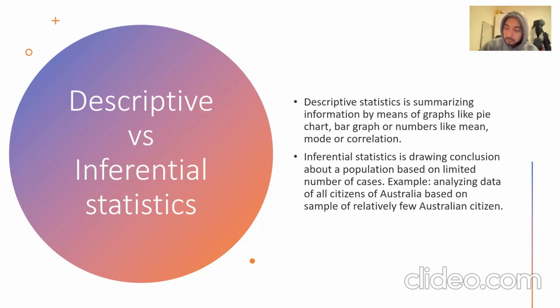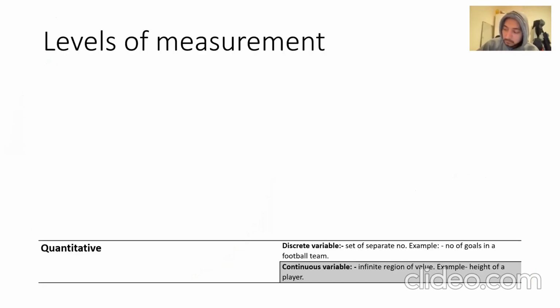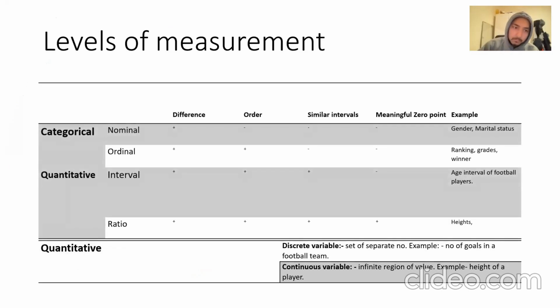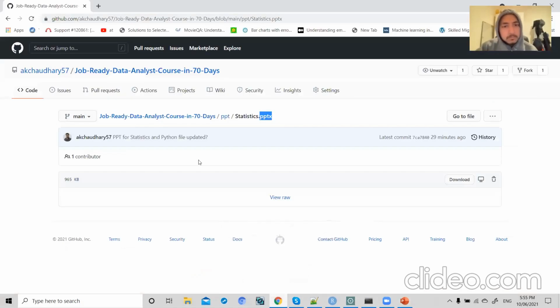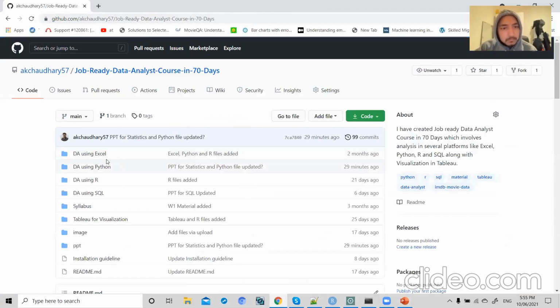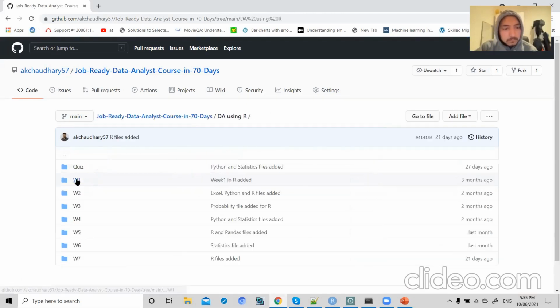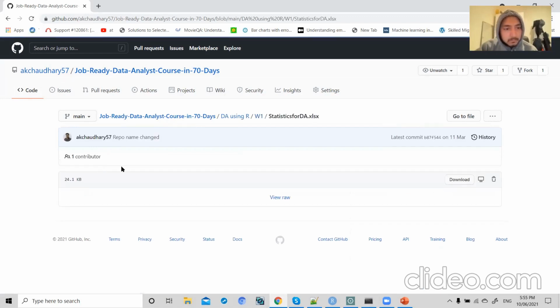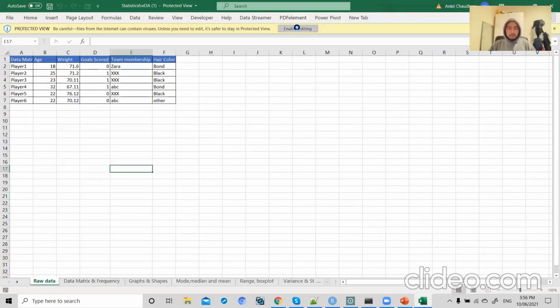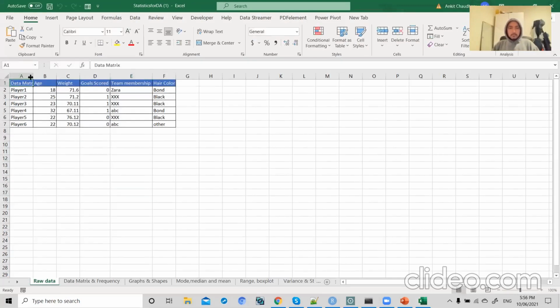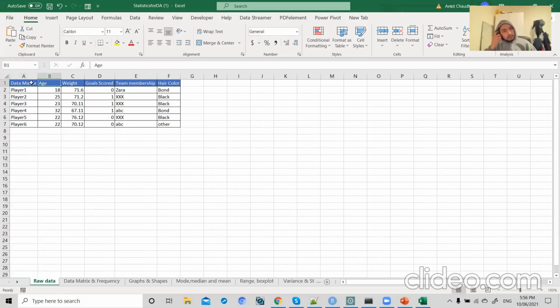Okay. So now the levels of measurement. Whenever we have data, this is your raw data. Raw data means you have pulled this information from somewhere. So this is your raw information.